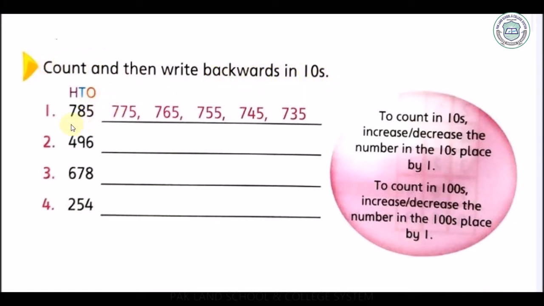Students, you have to count these numbers and write them in backward form, counting in tens. First example we have 785. We can write and count this in a backward count. Counting starts from the tens. It will be 775, next 765, next will be 755, next 745, and next 735.